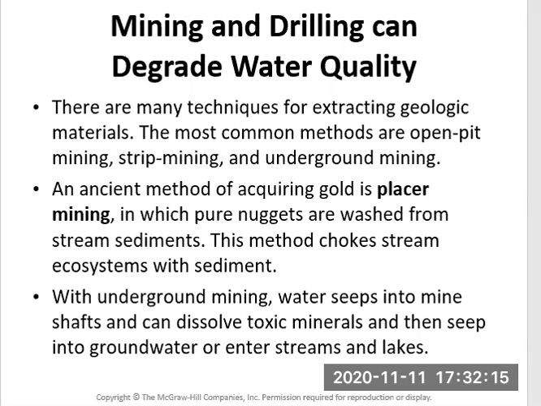Another ancient and much more dangerous method is underground mining. Ancient Romans, Europeans, and Chinese miners tunneled deep into tin, lead, copper, coal, and other mining seams. Mine tunnels occasionally collapse and natural gas in coal mines can explode. Water seeping into the mine shafts also dissolves toxic minerals. Contaminated water can seep into the groundwater. It's also pumped to the surface where it enters the streams and lakes, leading to water pollution.